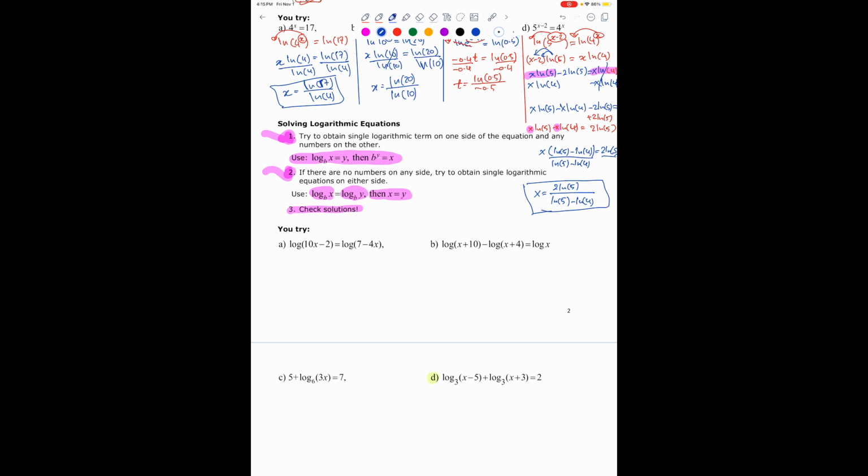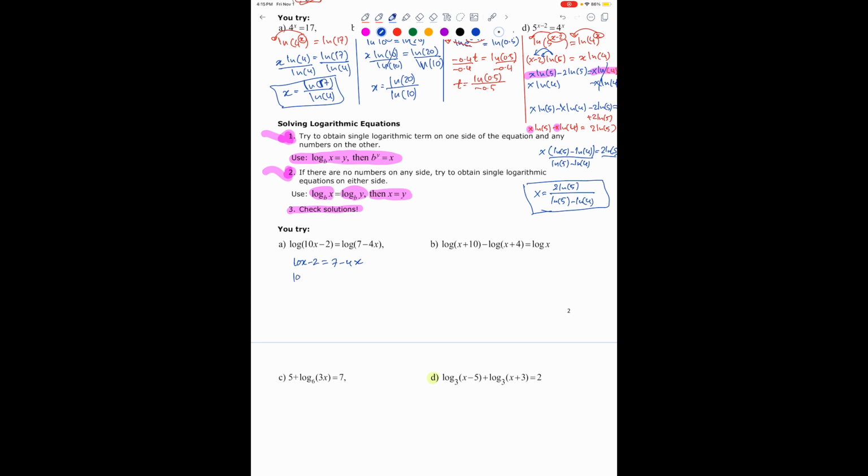So the first one, we have log base 10, because the base is not written, so that's a common logarithm, of 10x minus 2 equals log of 7 minus 4x, which means we have log on either side of the equation. We can basically say the arguments are the same, so 10x minus 2 is equal to 7 minus 4x, and then we're going to solve regularly.